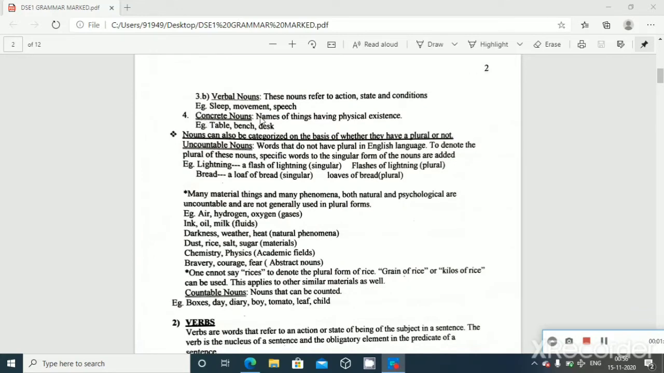As in the classroom, if it is a classroom, I can touch the wall, which is a concrete building, and I can touch it directly without having any problem, so that it has physical existence, right? And that itself is the idea of a concrete noun. Names of things having physical existence. That's what you mean by concrete noun.